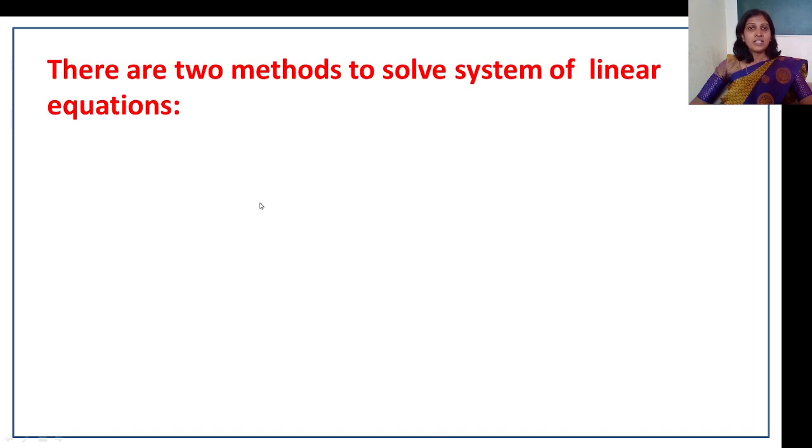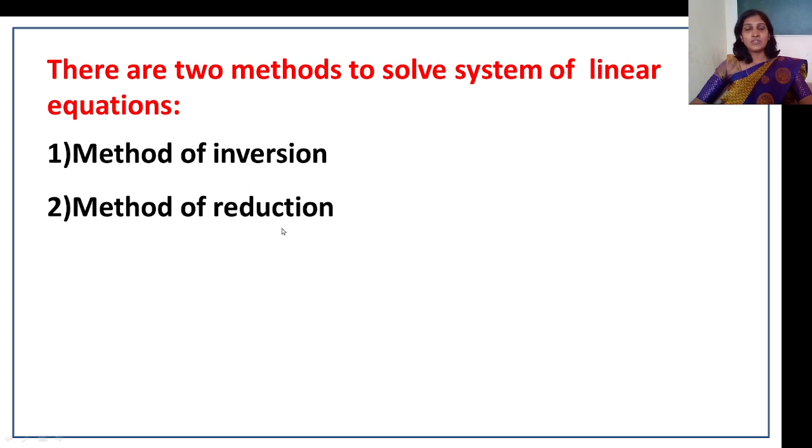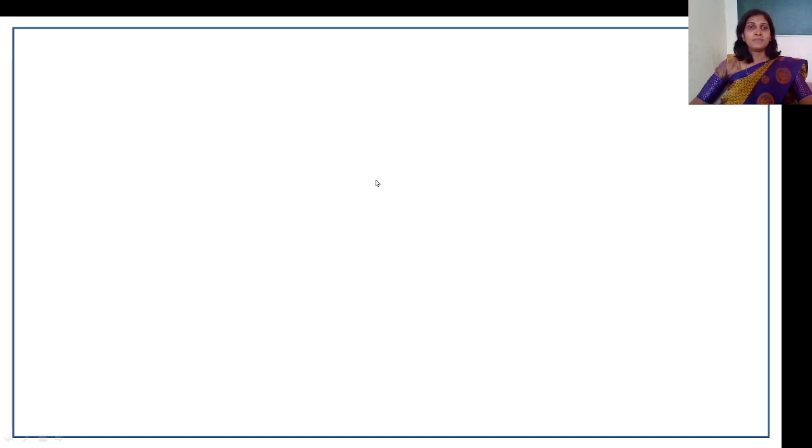There are two methods to solve a system of linear equations. The first method is the method of inversion and the second method is the method of reduction. In this lecture, we study the method of inversion.